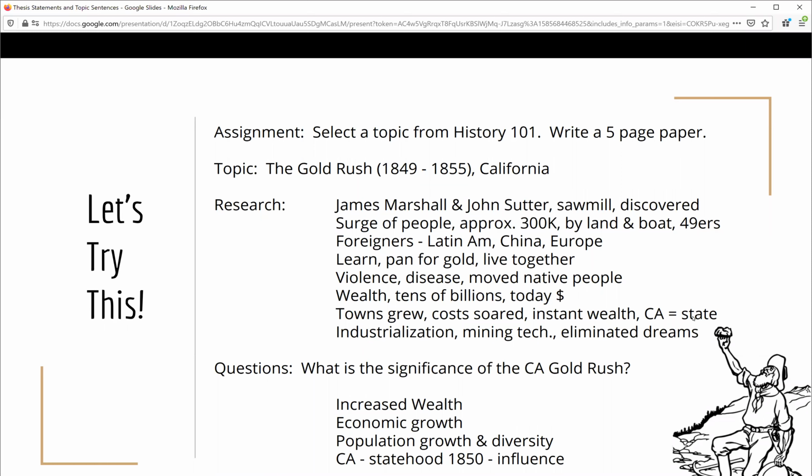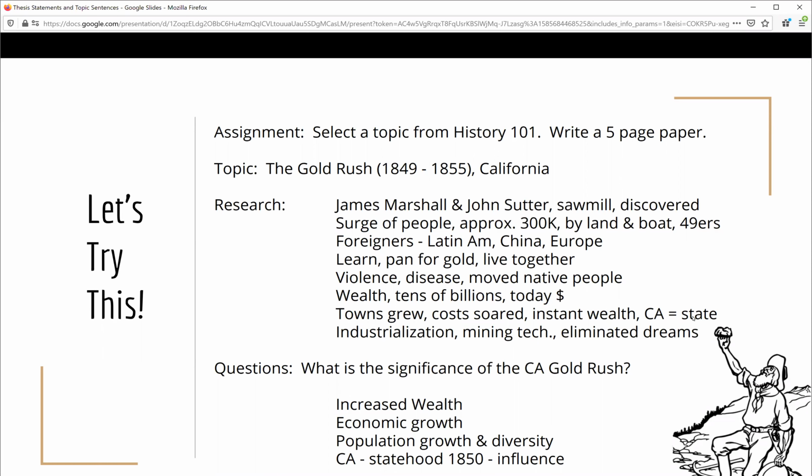Now that you know all of this, you might ask yourself, so what is the significance of the California gold rush? Well, it could be increased wealth or economic growth, population diversity and growth, as well as the movement to make California a state.